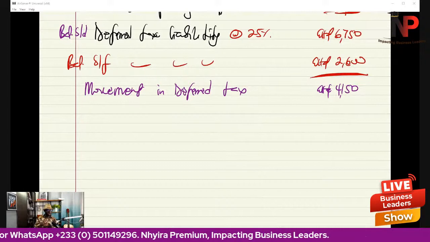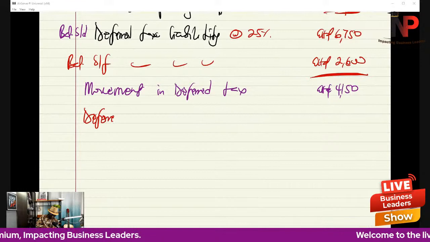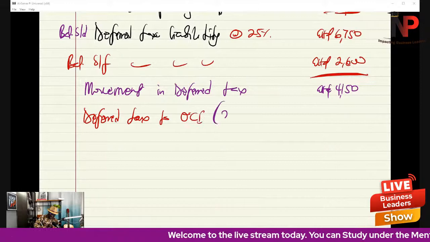So how much goes to the OCI? The deferred tax to the other comprehensive income is going to be 25% of the revaluation surplus, which is the 15,000.